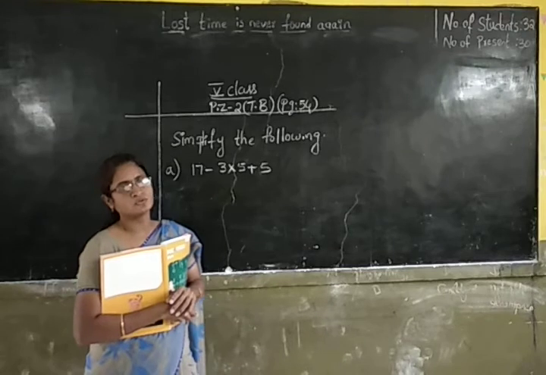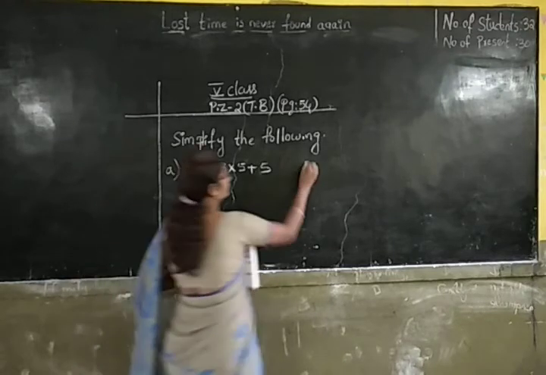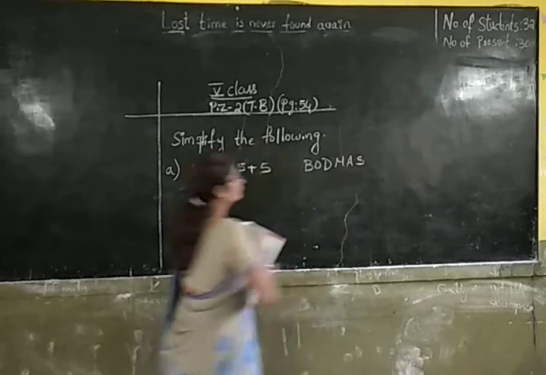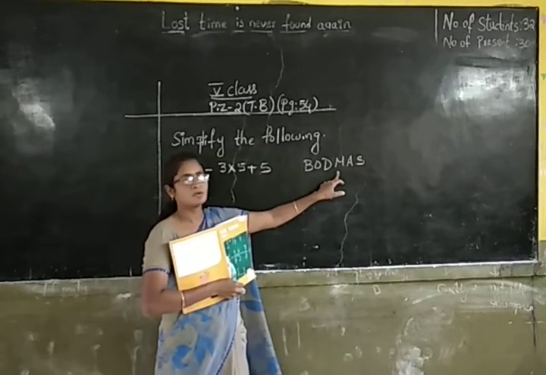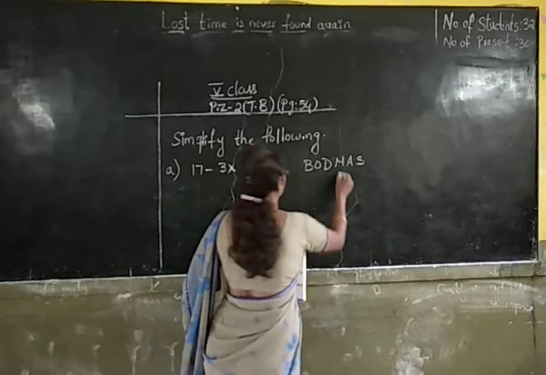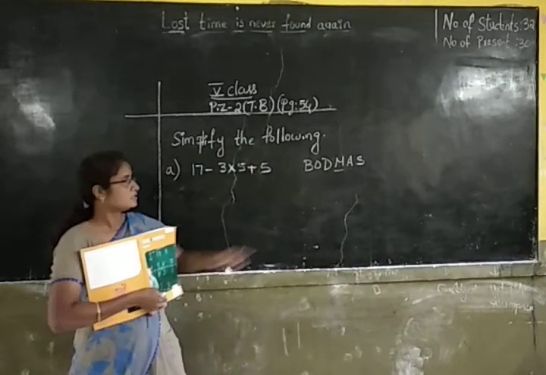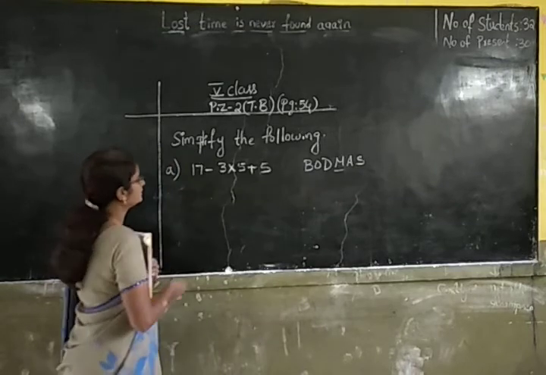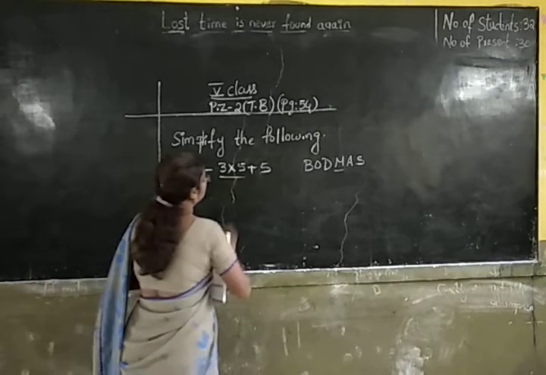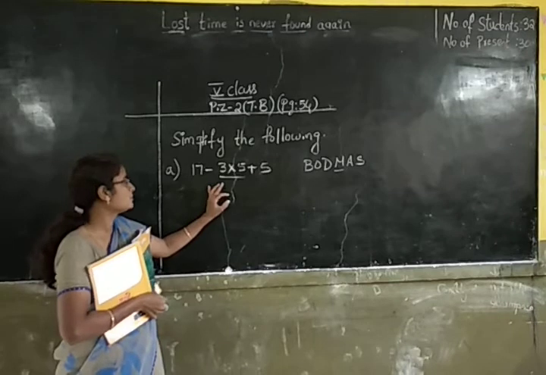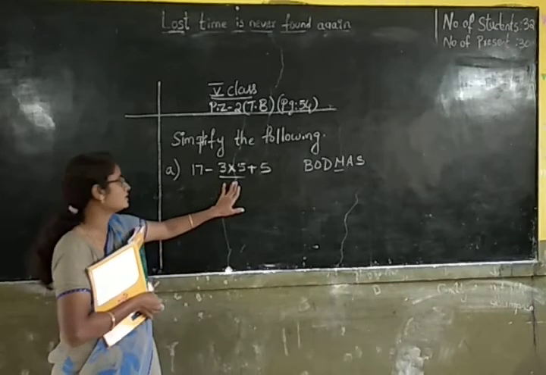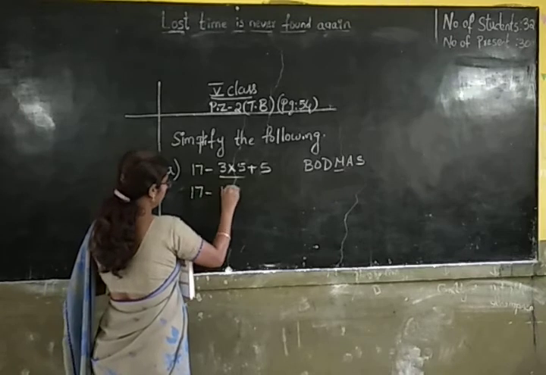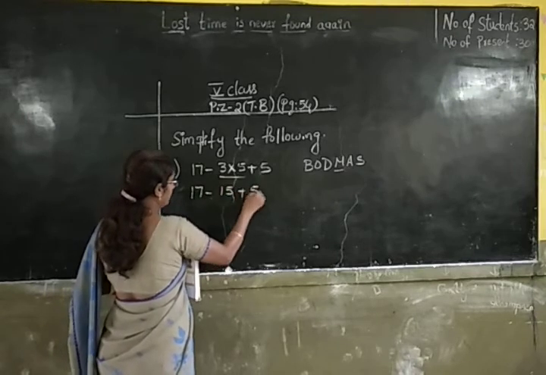According to BODMAS rule, first which operation we have to solve? We have to solve multiplication. After solving multiplication, then we have to do addition and then subtraction. So let us first underline the numbers that are having the operation multiplication. So first let us solve this one. So 17 minus 3 5s are 15 plus 5.